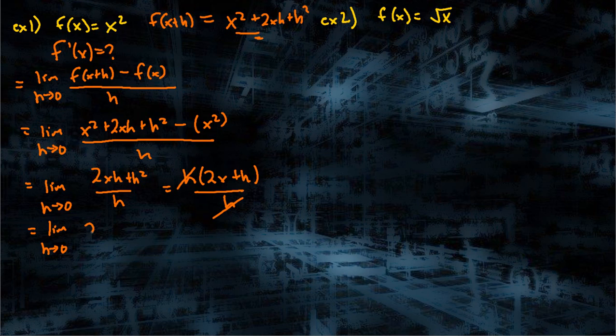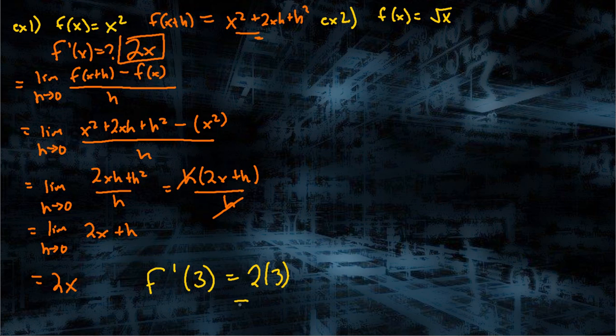So I am left with 2x plus h. And if I evaluate this limit, I put that 0 in, and I get 2x. So my derivative is 2x. So what could I use this for? Well, if I wanted to find f prime of 3, I would say that equals, well, here's my derivative, 2 times 3, which is 6.